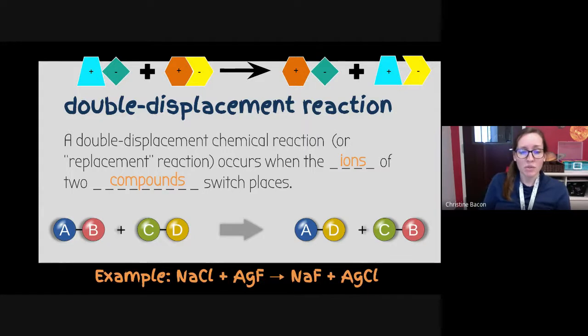An example of this would be sodium chloride combining with silver fluoride to create sodium fluoride and silver chloride.